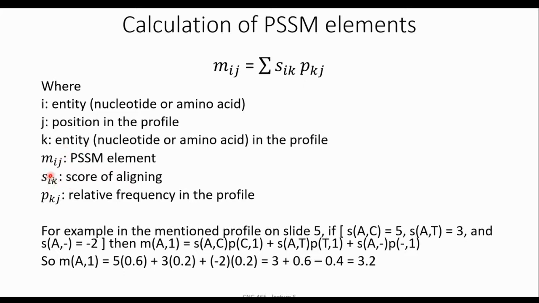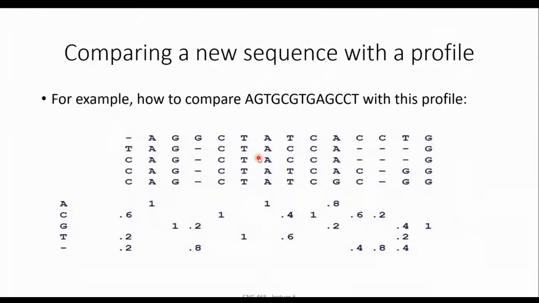And S_ik is related to a score of aligning I. It means that, for example, a nucleotide in the sequence that we are trying to compare with the elements inside my profile. So, for example, if I'm trying to align A as a nucleotide to a nucleotide in the profile, A with C, for example, then it is very similar with the ones that we saw in the pairwise sequence alignment, and to find the score of aligning, I will show you in the example. And P_kj is related to relative frequency in the profile. What do we mean by relative frequencies? These values. These are probabilities, relative frequencies. Okay, so they are related to that.